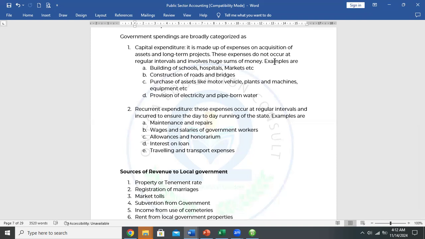So let me explain that bit. Capital expenditure is an expenditure whose benefit accrues over a longer period of time, right? So if you build a school, for instance, the school is going to last for a longer period. But if you do maintenance and repairs, you pay salaries, you see, it's recurring. You do it every year, right? And the benefit is not for so long. You pay a worker for 1 year, you enjoy the benefit of that worker for 1 year, and that's it.